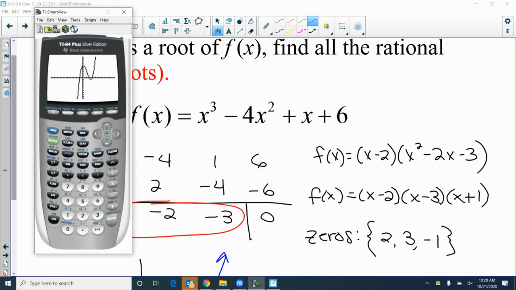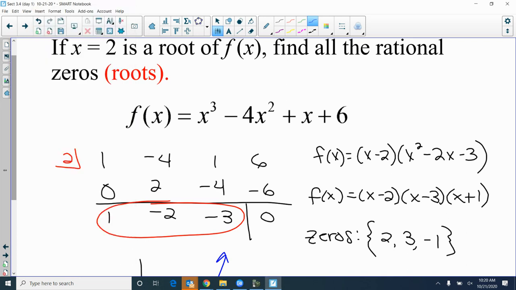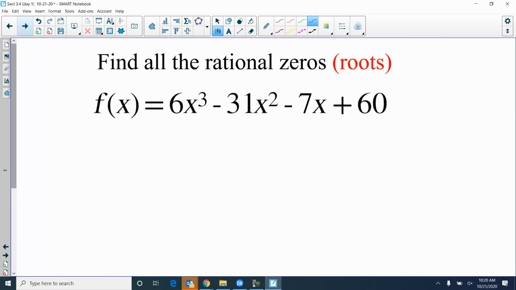Okay, so you can see where it hits, right? So it hits at -1, hits at 2, hits at 3. So we got 3 roots, we got a third degree function, and most it can hit the x-axis 3 times. All right, so now what I want you to do is take a look at this one. Now I want you to find all the rational zeros for this one right here.